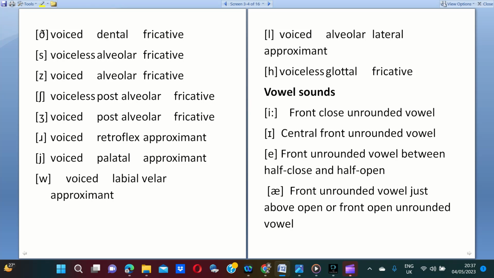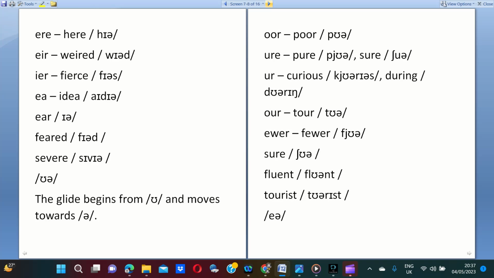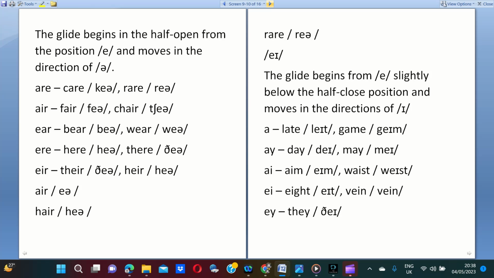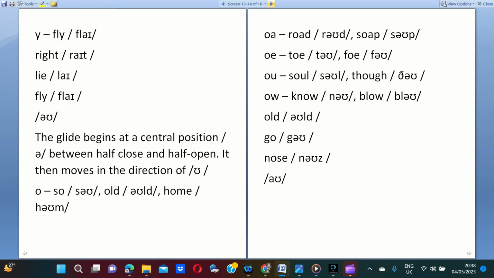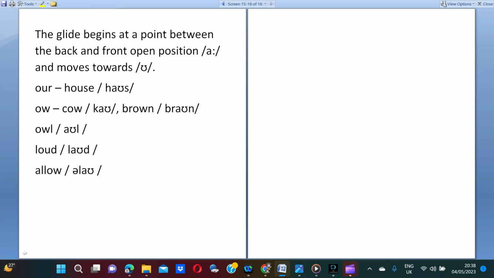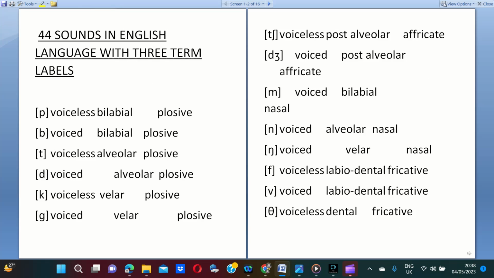Next, vowel sounds. These are all 44 sounds in the English language.